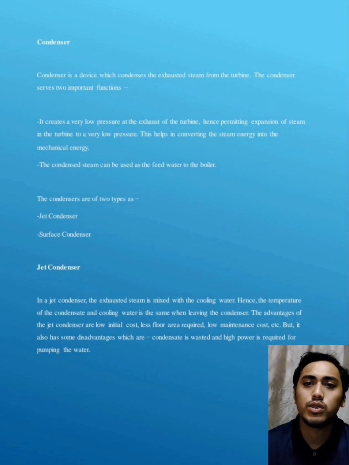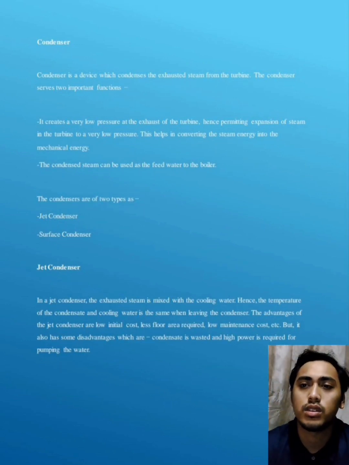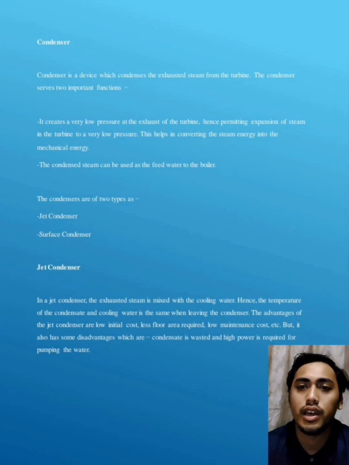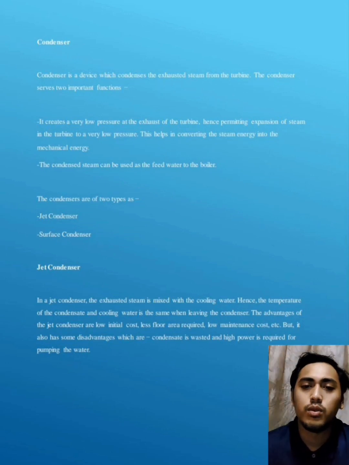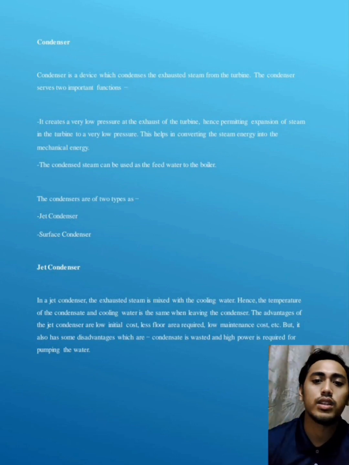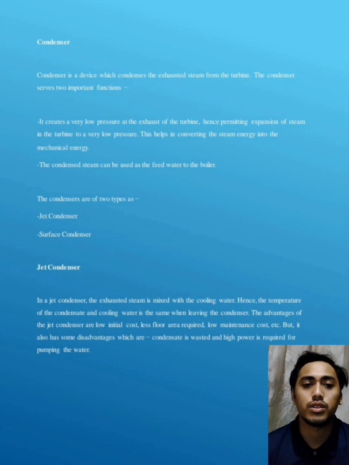A condenser is a device which condenses the exhaust steam from the turbine. The condenser serves two important functions. The first one is to create a very low pressure at the exhaust of the turbine. The other one is that the condensed steam can be used as the feed water to the boiler. There are also two types of condenser: the jet condenser and the surface condenser.